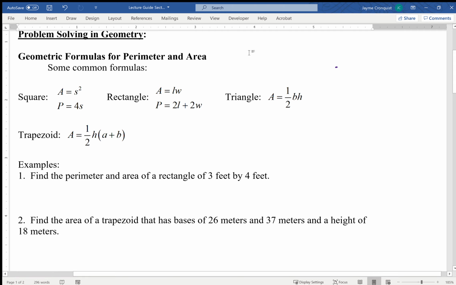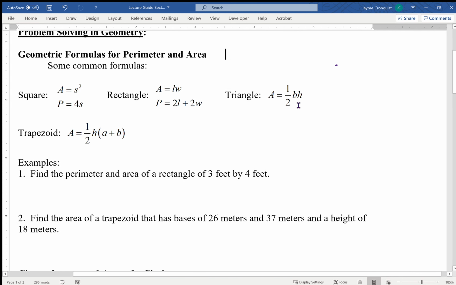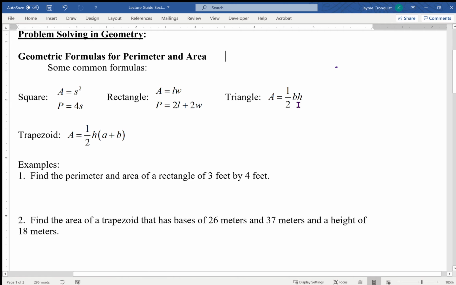Okay, welcome to Math 60, Section 2.6, problem solving in geometry. Sorry, it would help if I could read. Okay, so geometric formulas for perimeter and area.